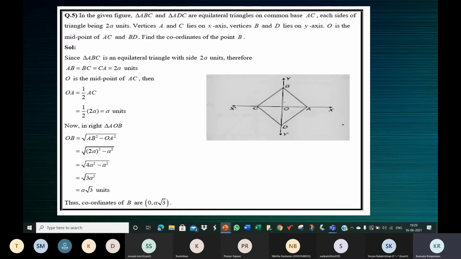So the question may be asked, meaning the same info will be given, but maybe the side of the equilateral triangle is A units or 3A units. So the length of the triangle given may be altered. But this is the procedure. You can also find OB, the altitude of the equilateral triangle, using Pythagoras theorem. What is the formula, children, to find the altitude of an equilateral triangle? We have a formula, right? You could also use that.